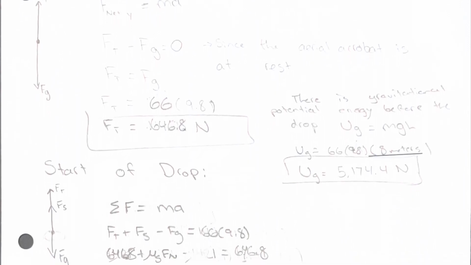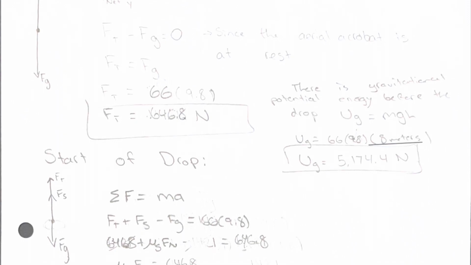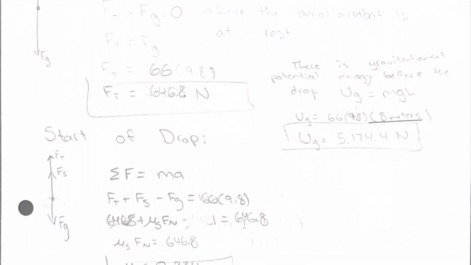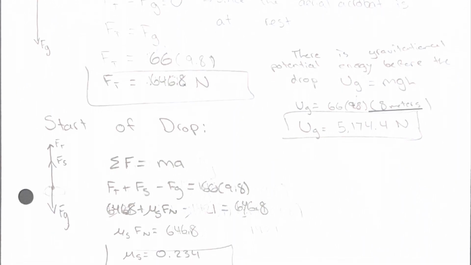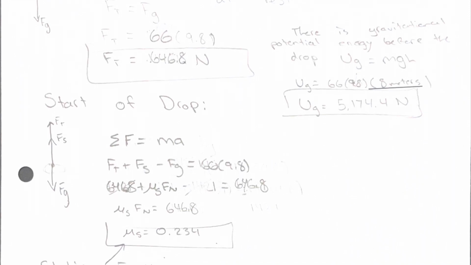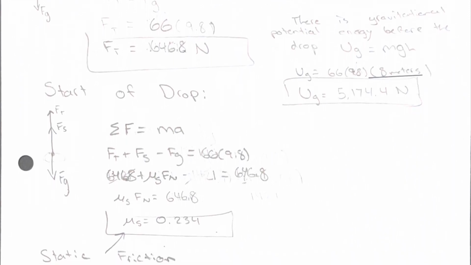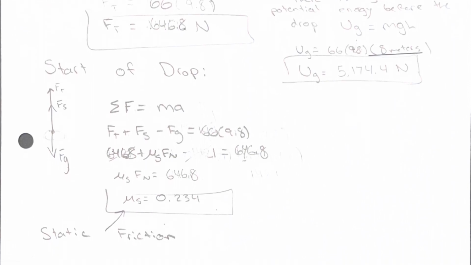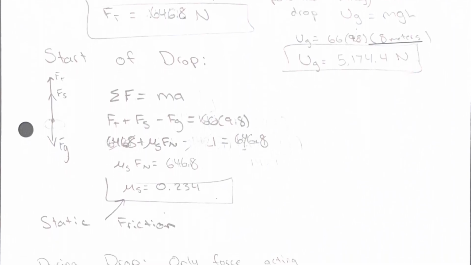There's also gravitational potential energy before the drop. Ug is equal to mgh. Gravity is equal to 9.8, mass is 66, and the height is 8 meters. The gravitational potential energy is 5,174.4 newtons.